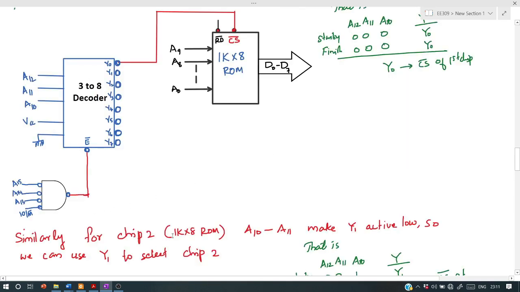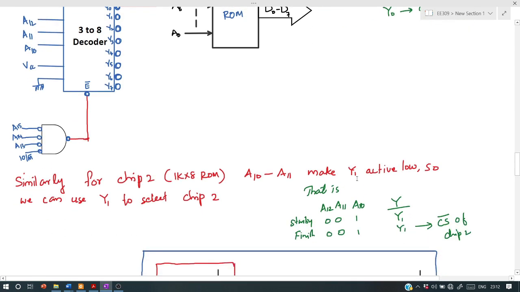Similarly, for chip 2, that is 1K into 8 ROM, A10 to A12 makes Y1 active low. So we can use Y1 to select chip 2. Corresponding to that condition, the A10 to A12 values are like this. From starting to finishing, its value is 0, 0, 1, that is 1 itself. So corresponding to this scenario, Y1 will be active low. When an active low signal under this case is connected to the CS bar pin, chip 2 will be selected.